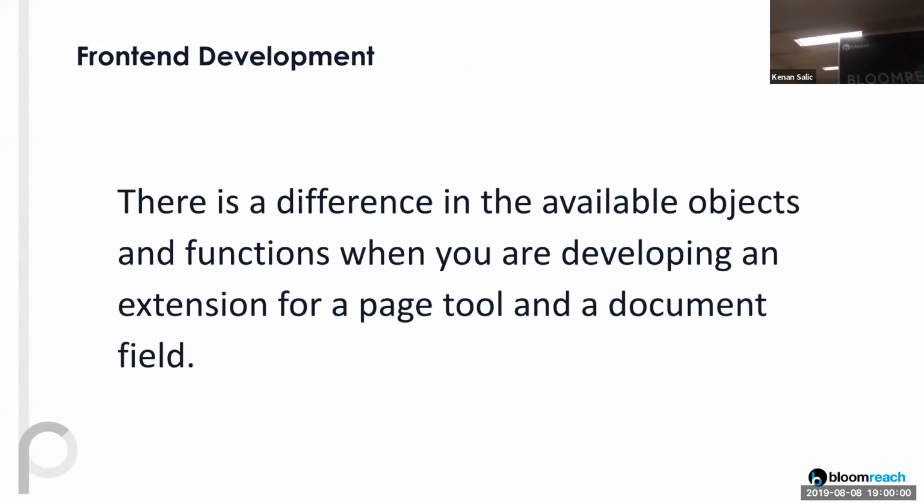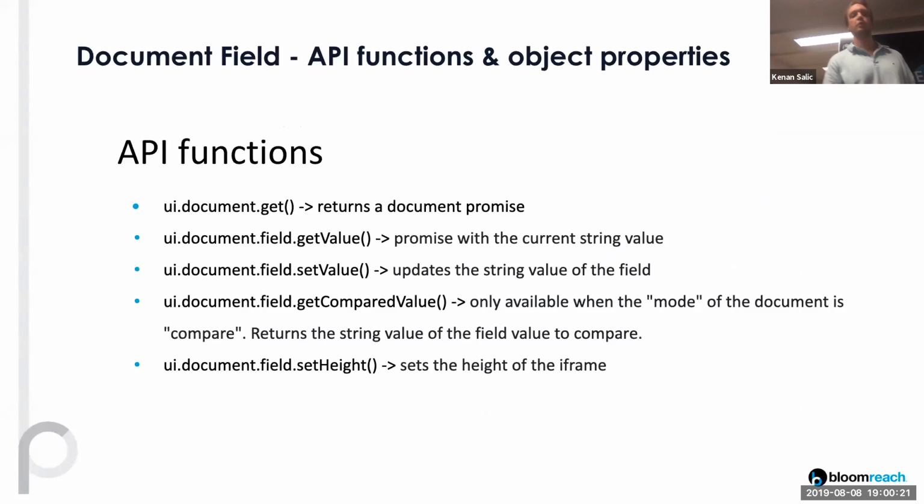All right. So one thing to note is that there is a difference between the available objects and functions when you're developing these two different types of extensions. So the page tool has different types of functions from the UI object than, for example, the document field one. We're going to go through it a little bit, but on the documentation side, we'll just have much more.